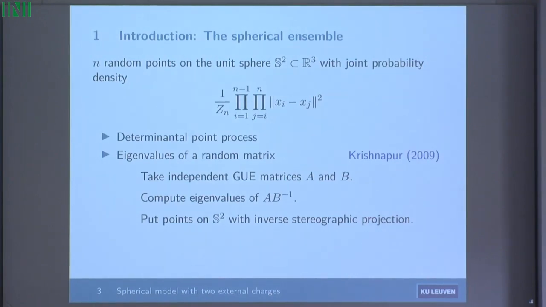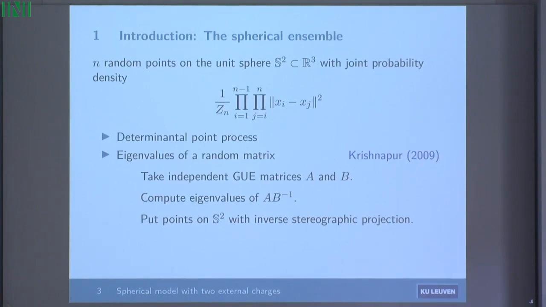By this particular form, it is nice because it has a determinantal structure behind it. So there are formulas for correlations and so on between particles on the sphere. In this particular model, there are nice formulas with determinants. It's also a relatively easy way to generate points on the sphere, which is a result of Krishnapur 10 years ago, and it goes like this.